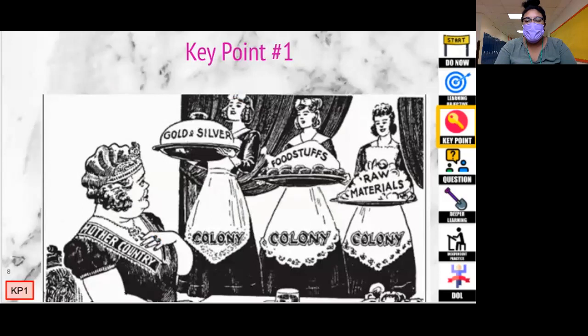So if we look at this image here, this is a political cartoon that is showing colonies quite literally serving the mother country with raw materials. These raw materials are processed in the mother country and then sold again, which ultimately makes the mother country a profit. So examples include gold and silver, food, raw materials such as tobacco and cotton. So the colony's only job is to create wealth for the mother country.